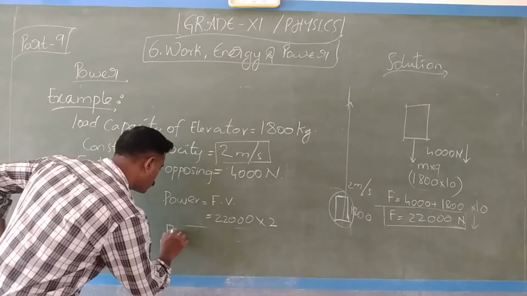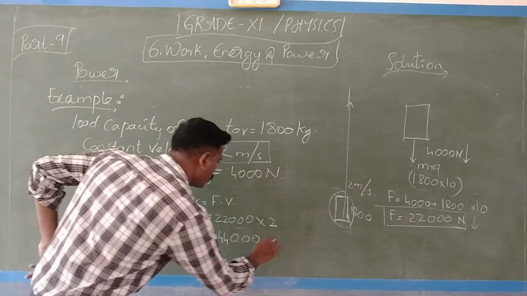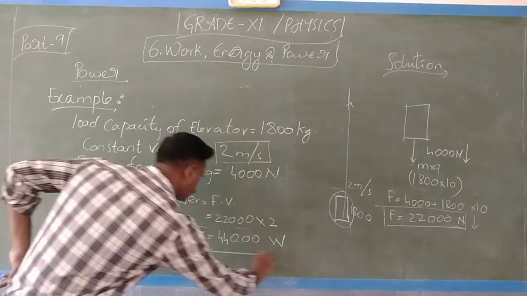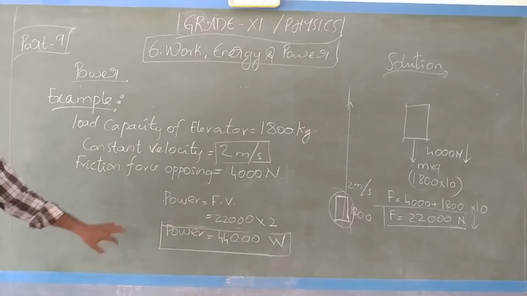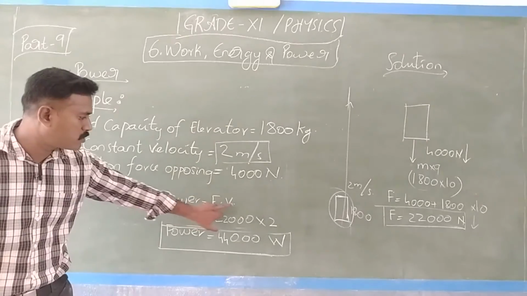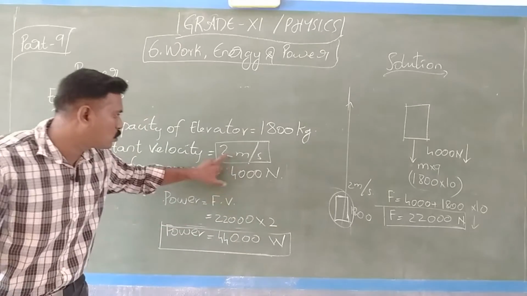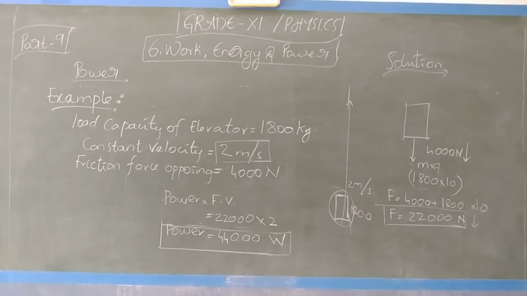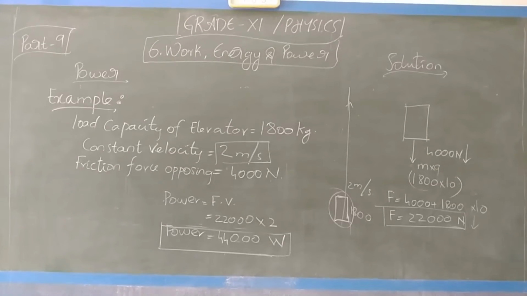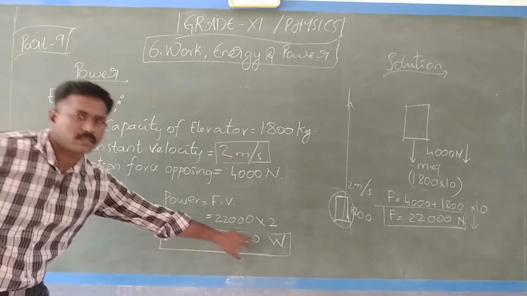So this is the formula: power equals force times velocity. The force is 22,000 and the velocity is 2 meters per second, and the power is 44,000 watts. Now the next thing is this. So this is the power in watts.